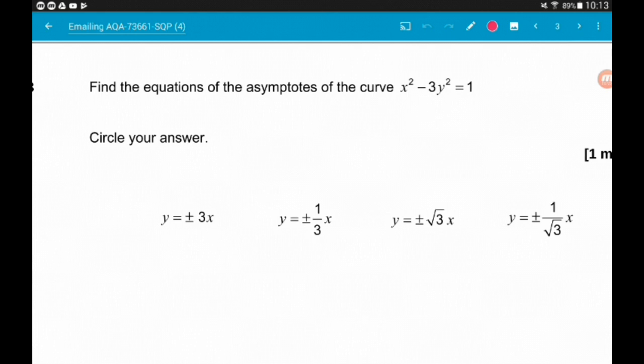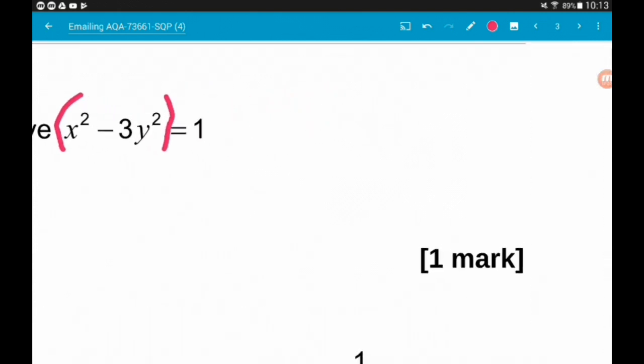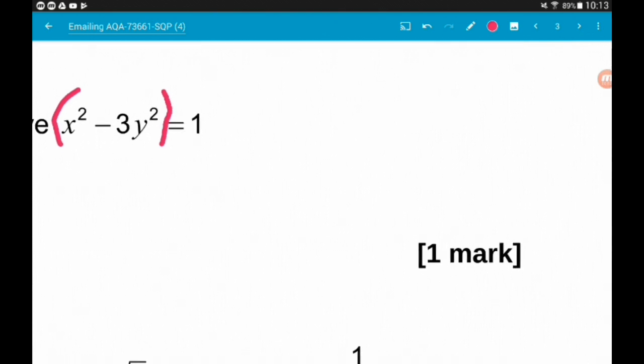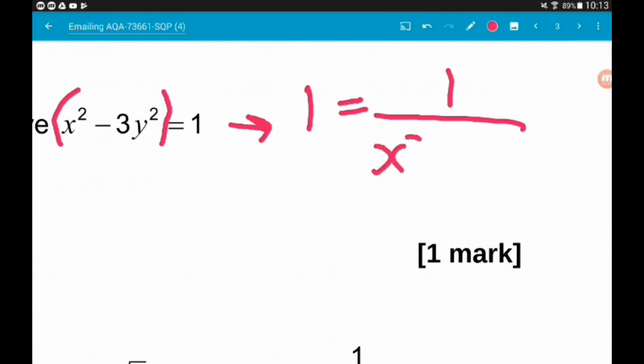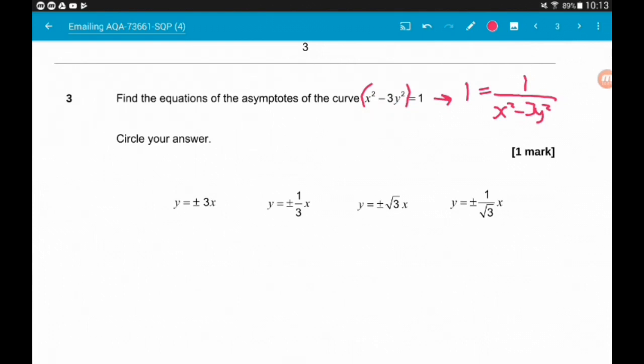Question 3, we want to find the equations of the asymptotes of the curve x squared minus 3y squared is equal to 1. Asymptotes like to occur when the bottom of a fraction is equal to 0. At the moment we don't have any fractions, but what we're going to do is divide both sides by x squared minus 3y squared. So this becomes 1 is equal to 1 over x squared minus 3y squared. Problems are going to occur when x squared minus 3y squared is equal to 0.